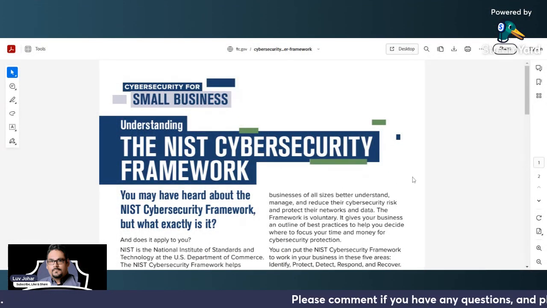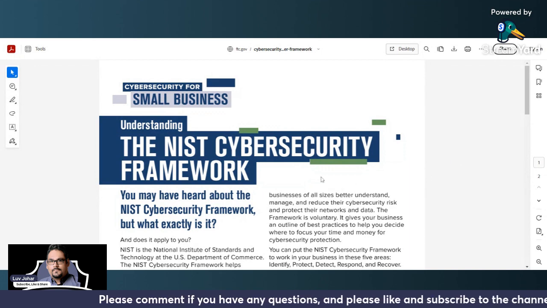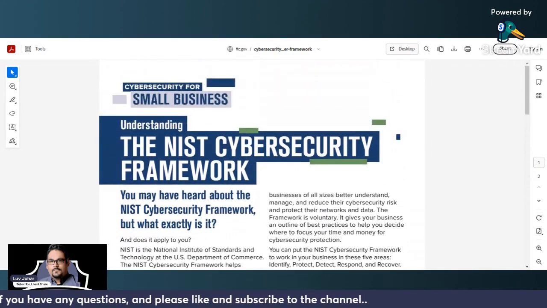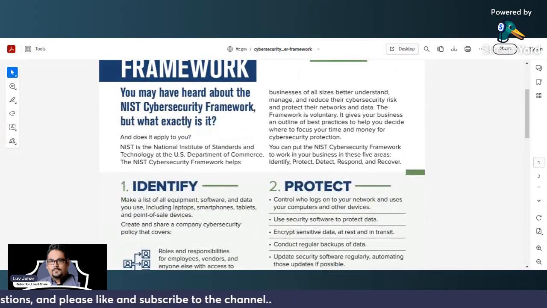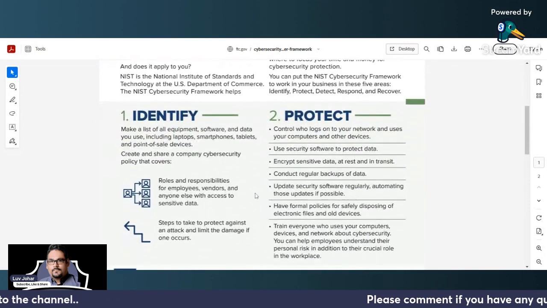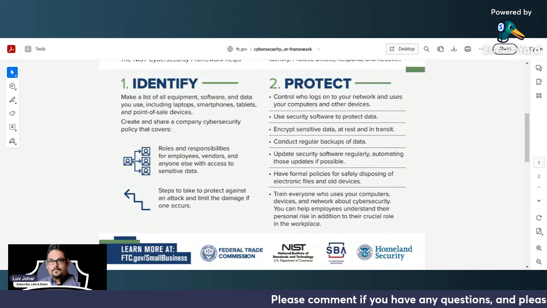So I have already shared the link of this PDF in the description of this video so that you can download it and refer to it if you want. This is from NIST, okay? And you need to understand that this is a very important framework. So let us try to understand what all this means and how you can implement it.